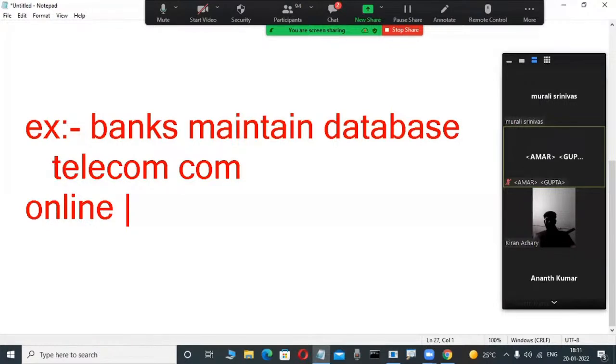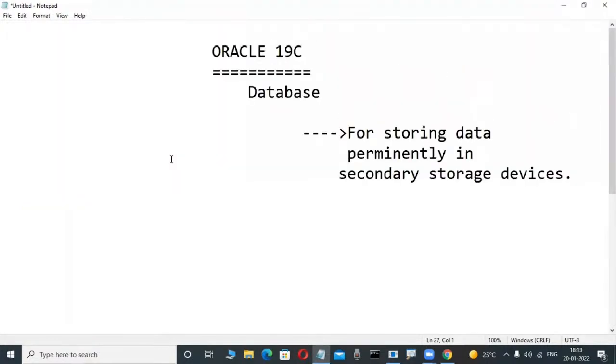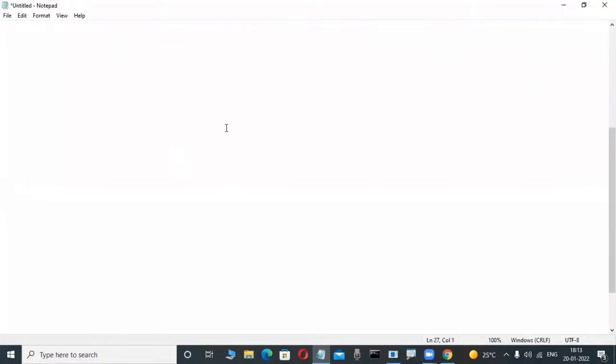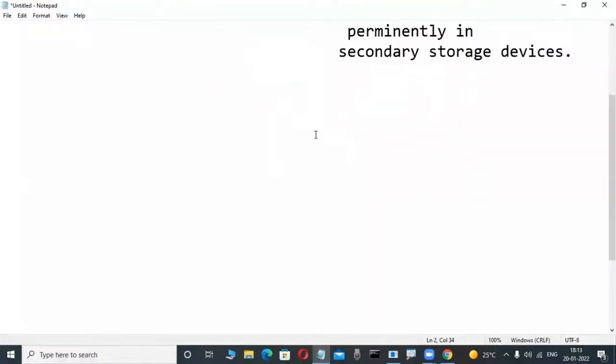So many real-time applications worldwide maintain databases. Now concentrate here, it is very important. Suppose I'm a first-time newcomer. How am I thinking? Maybe the database is nothing. Suppose I'm installing Oracle software, which is one of the database software.